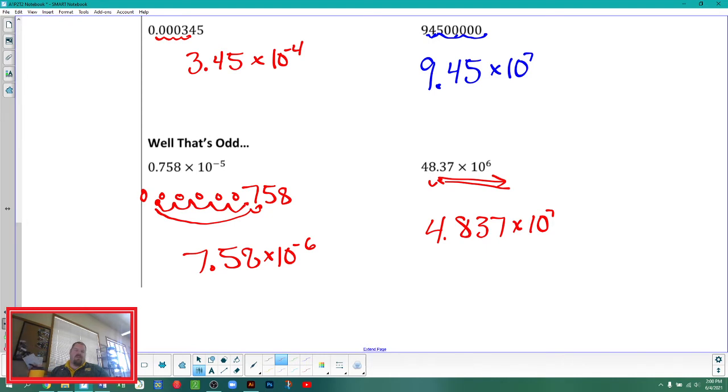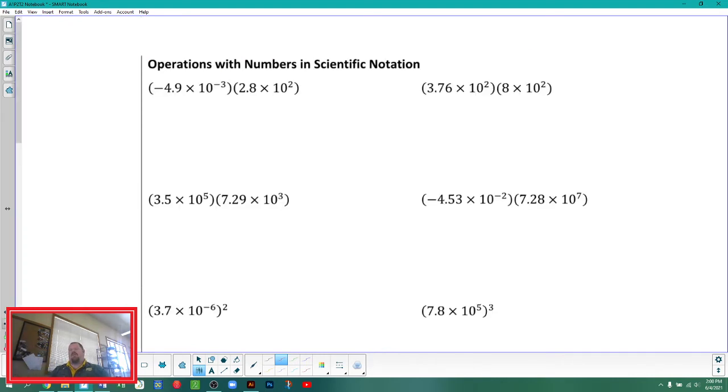And now that we've dealt with writing in scientific notation, let's look at some operations with scientific notation. The first ones we have are some multiplication problems. And I know at the start I said add and subtract. Adding and subtracting scientific notation isn't that exciting unless you have the same exponent on the 10.